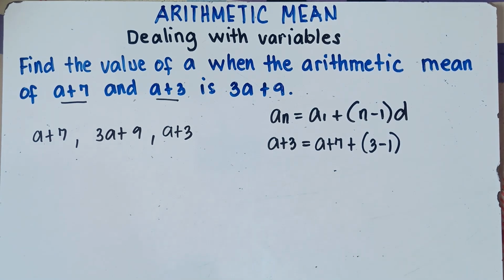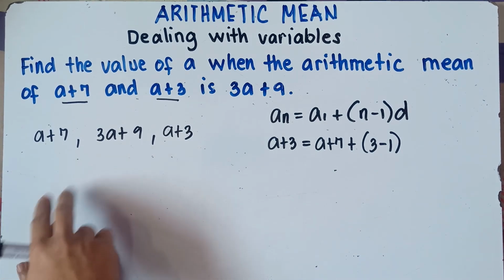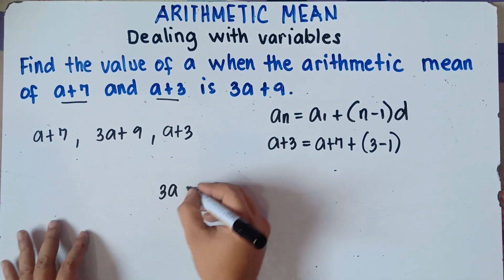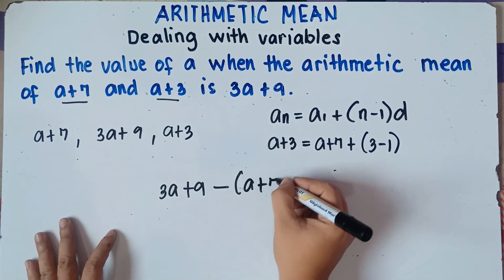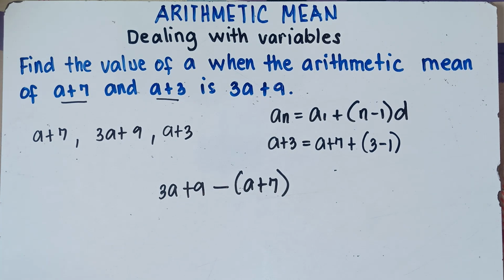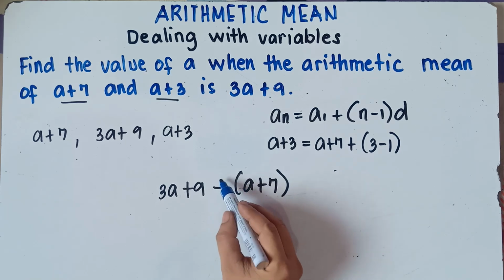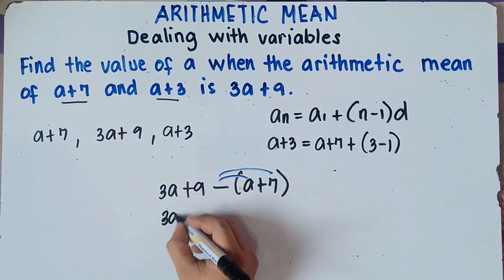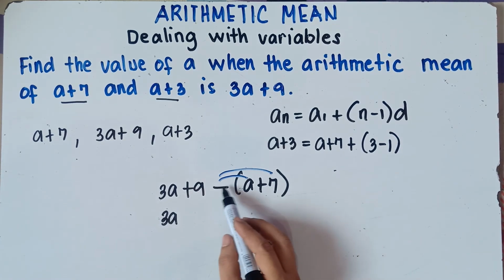And then to get the common difference, class, simply subtract the second term by the first term. So 3A plus 9 minus this first term, A plus 7. Once again, class, when you're subtracting a binomial, you need to distribute this negative sign. So this will be 3A. Sir, why do we need to distribute? Because this is a binomial, class. Once again, this is 2 terms. That's why you need to distribute this negative sign.